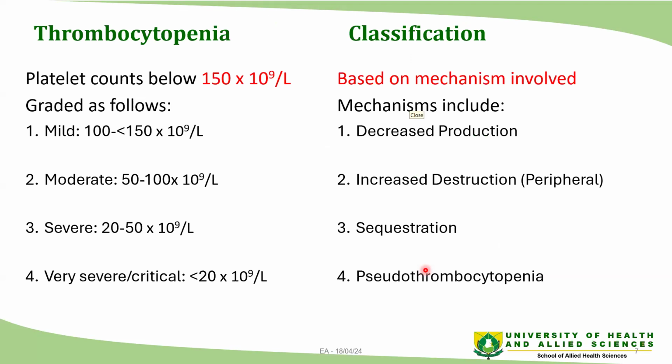as follows. A mild thrombocytopenia is when you have platelet counts ranging from 100 to below 150. And that is mild thrombocytopenia. Moderate thrombocytopenia is when it's between 50 to 100, and severe between 20 to 50. And then very severe or critical when it is less than 20. So usually when you have the very severe thrombocytopenia, that is what will lead to spontaneous bleeding.